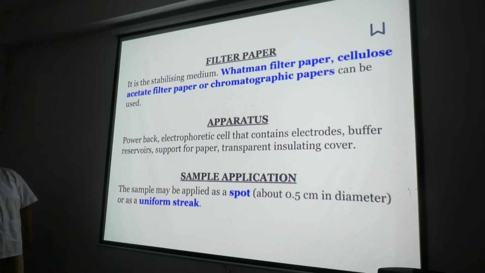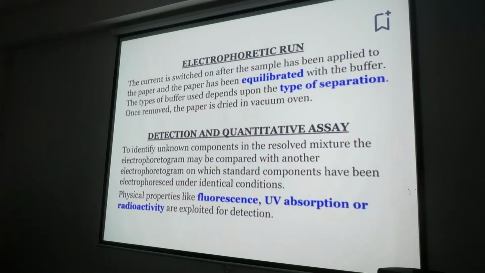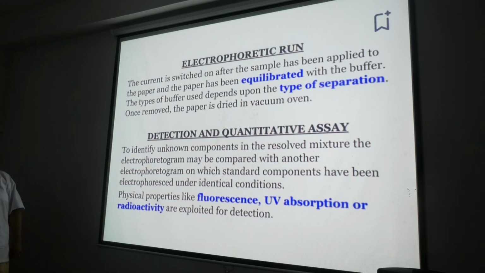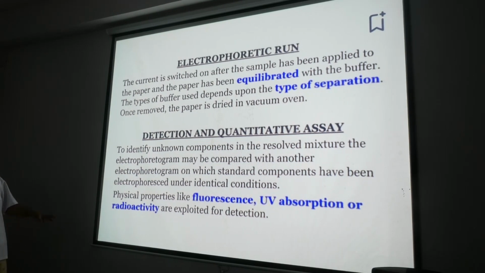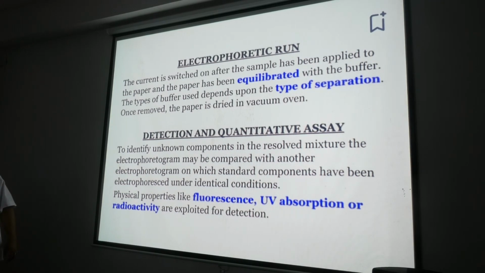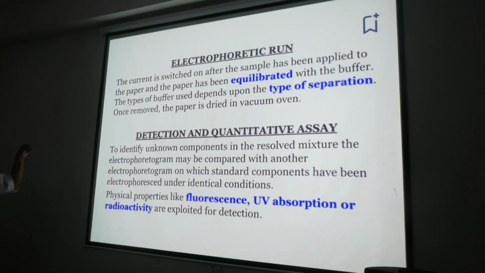Apparatus: power pack, electrophoretic cell that contains electrodes, buffer reservoir, support of paper, transparent insulating cover. Sample application: the sample may be applied as a spot or as a uniform streak. Electrophoretic run: the current is switched on after the sample has been applied to the paper and the paper has been equilibrated with the buffer.